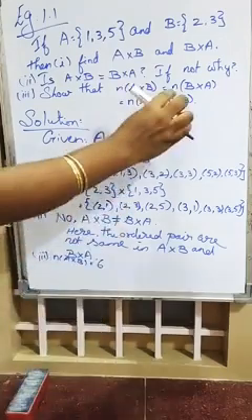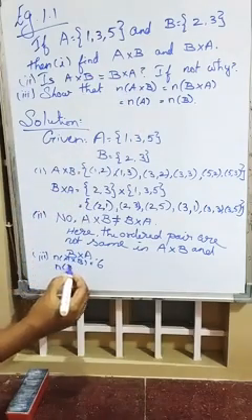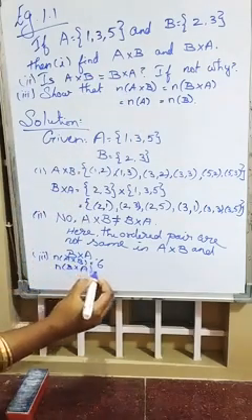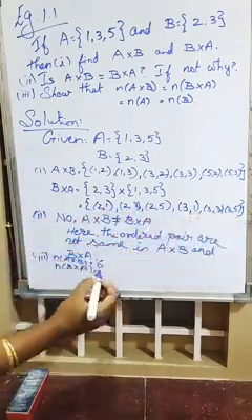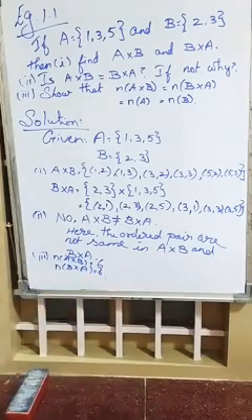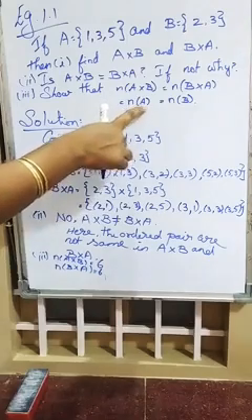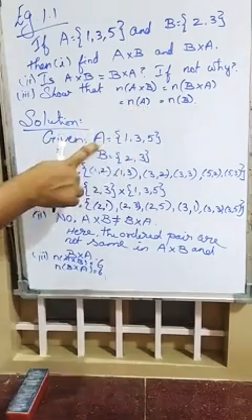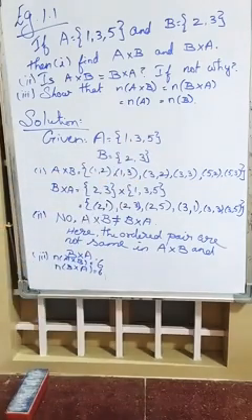Next line, find the number of elements in B cross A. That is, n of B cross A is equal to, count the elements, 1, 2, 3, 4, 5, 6. Therefore, 6. Then next you have to count n of A. n of A means how many elements in set A? That is 1, 2, 3. Therefore, n of A is equal to 3.